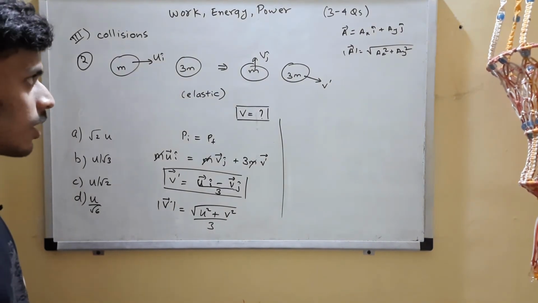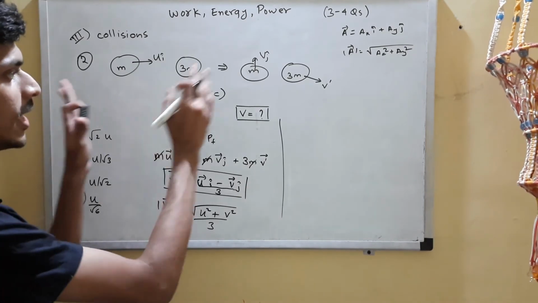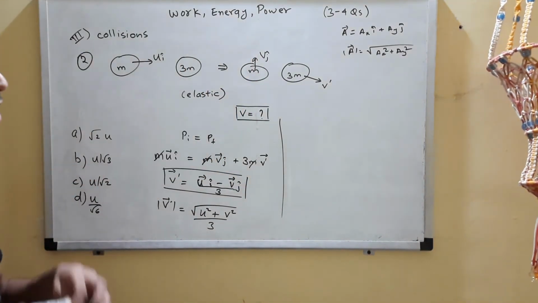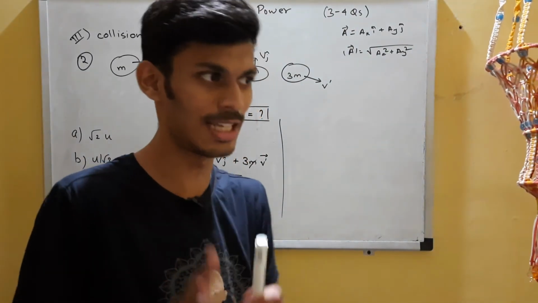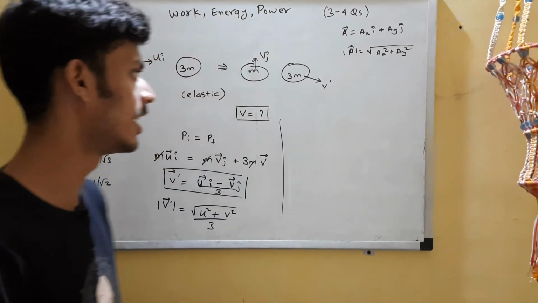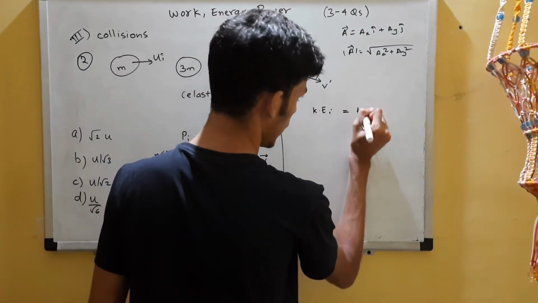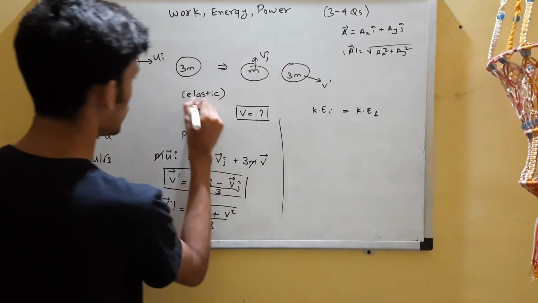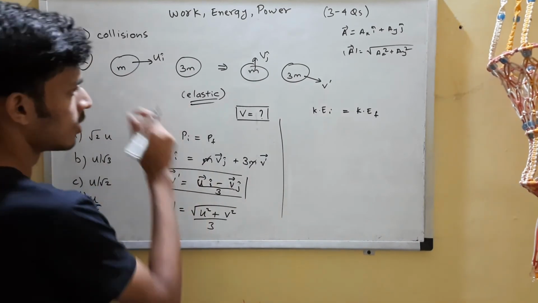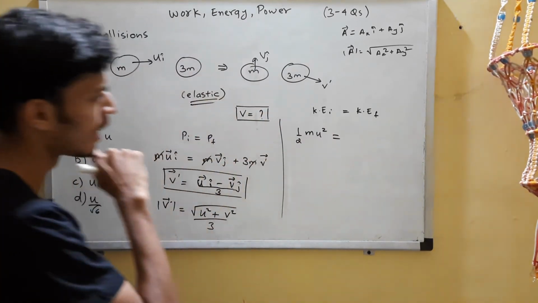Fine. Now the next thing to do is to equate the initial kinetic energy to final kinetic energy. Remember, this is an elastic collision. In a perfectly elastic collision, kinetic energy is conserved. So you can write initial kinetic energy equals final kinetic energy, only in case of perfectly elastic collision. So initial kinetic energy, you'll write it as half m u square, only concerned about the magnitude this time.